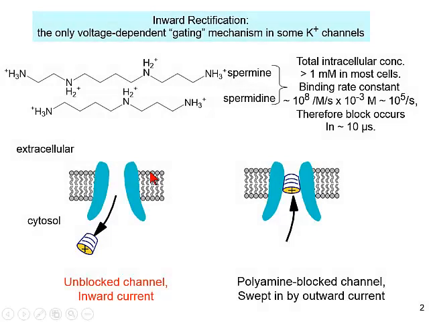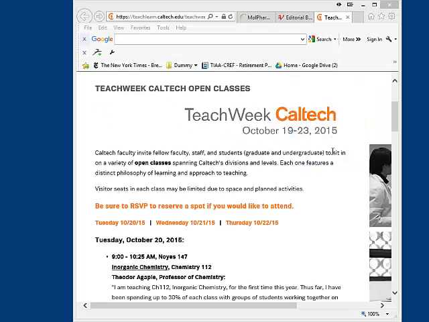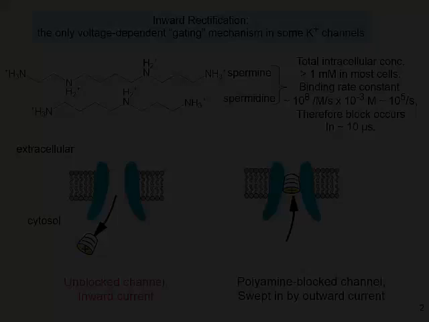So first of all, inward rectifiers. In some cases, the mechanism of inward rectification is the only mechanism for gating of the channel. It's a weird one, so let's go through it.